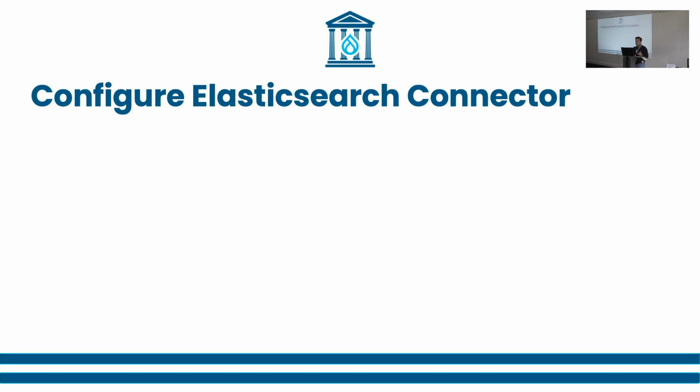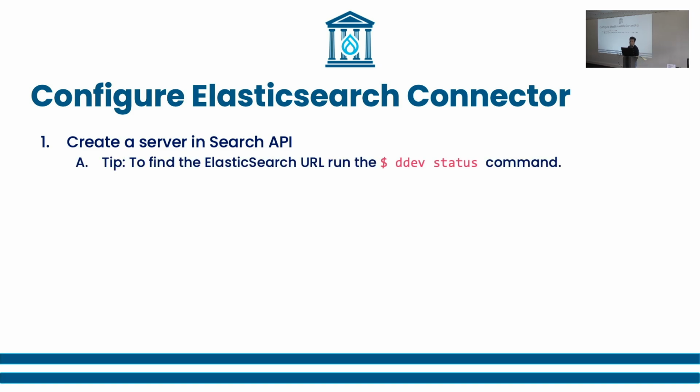Now configure the Elasticsearch Connector. We create a server in the Search API. Tip: in order to see the Elasticsearch URL, you can always use ddev status to get it. Fuzziness is disabled, and why is it disabled? That means no typo tolerance. Because we are working with medical data, if, for example, a user says, okay, cardio, and she wants to do cardio, it might change that to cardiac or something like that. So then it will give false information, and we don't want that.